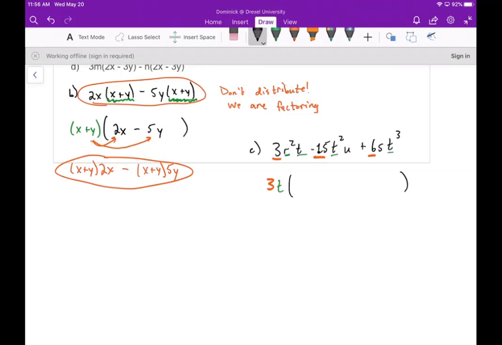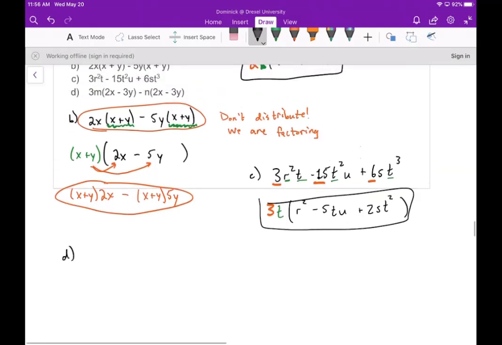All right, so to get 3r squared t, I would need an r squared. To go from 3 to negative 15, I need a minus 5. I'll need one more t, and then I'll also need a u. And then to go from 3 to 6, I need a 2. Looks like I need an s, and I also need a t squared. And of course, if you FOIL that, you will get the same thing.